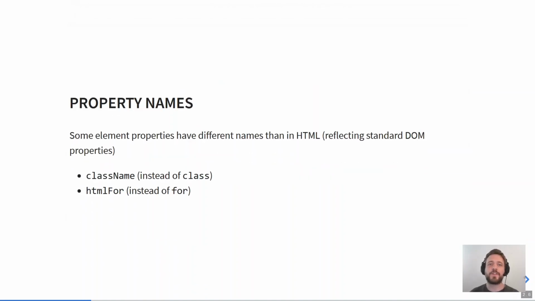When writing JSX, note that the language is closer to JavaScript than to HTML. Because of this, some properties, most notably the className property, will be named by their JavaScript name, not their HTML name.